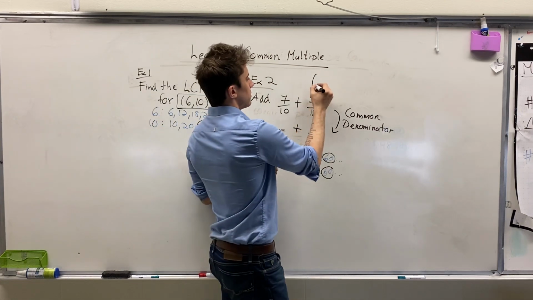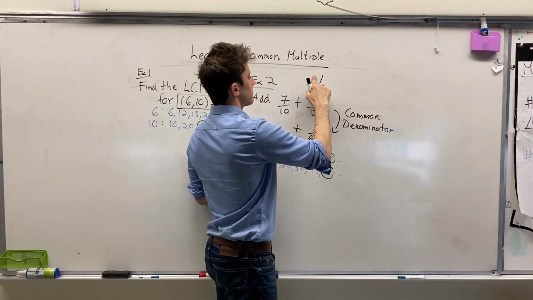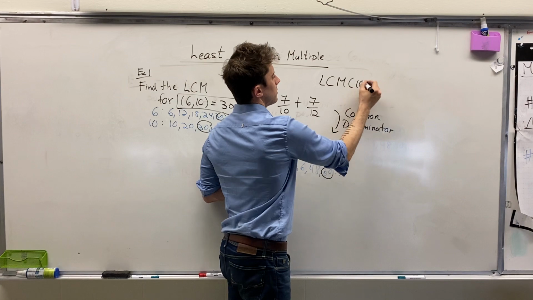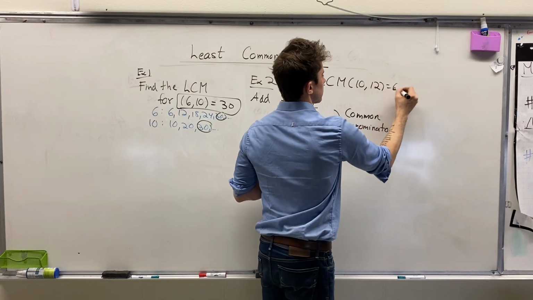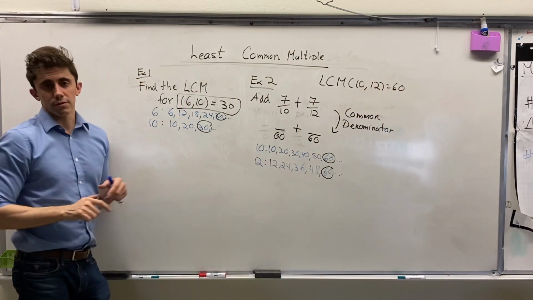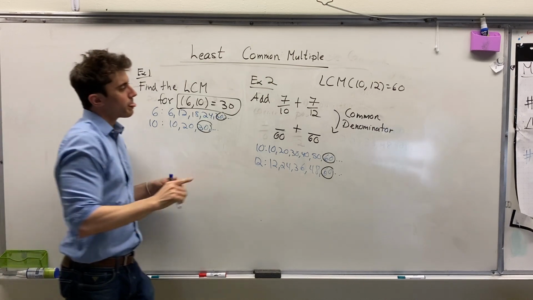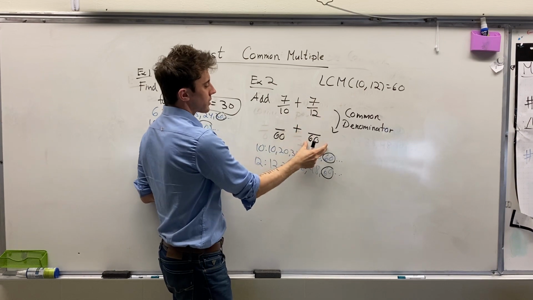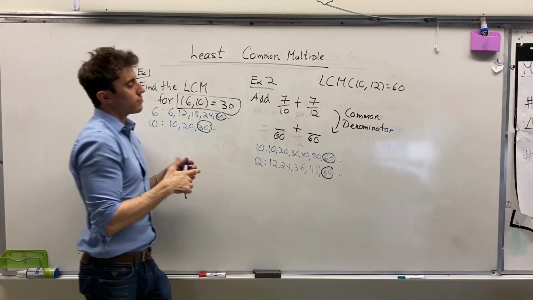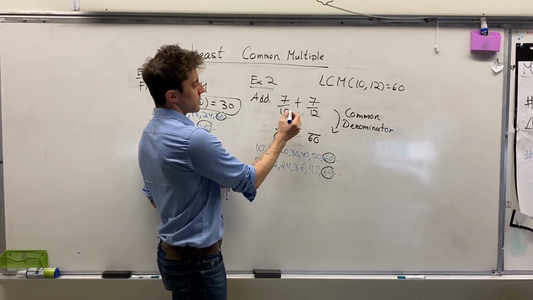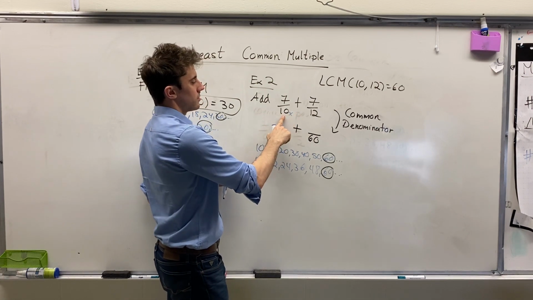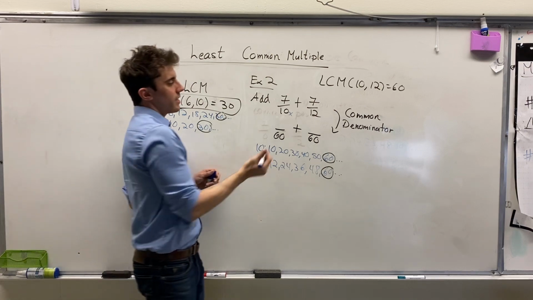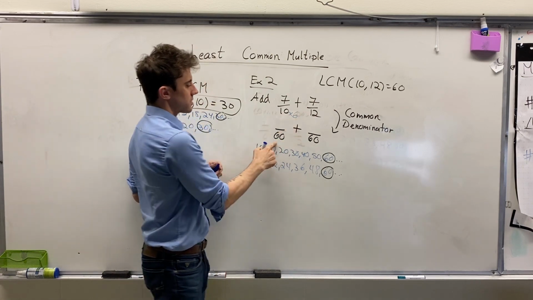Just to practice our notation, we can write LCM of 10 and 12 is equal to 60. Much like we wrote over here, just to have proper notation. And then we can go ahead and convert these fractions into equivalent fractions with a common denominator. To do that, we're simply thinking to ourselves, what do we multiply our original denominator of 10 by to turn it into a denominator of 60? And clearly 10 times 6 does the trick.